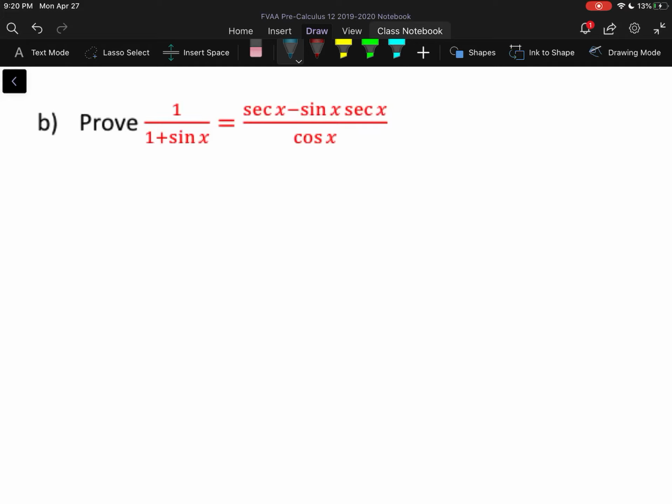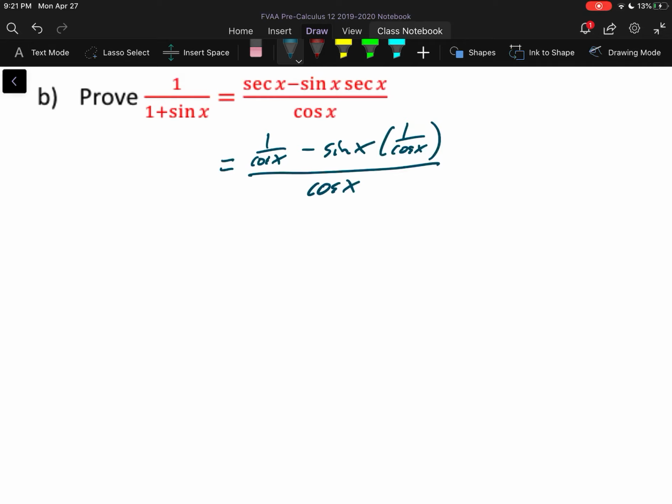First thing I'm going to do, the left-hand side is pretty simplified. I'm not going to touch it yet, but I'm going to look at the right-hand side here. There's some secants, some reciprocal functions, trig identities that I can turn into cosines and sines. So that's what I'm going to do. So here I have 1 over cos x minus sine x times 1 over cos x, over cos x.